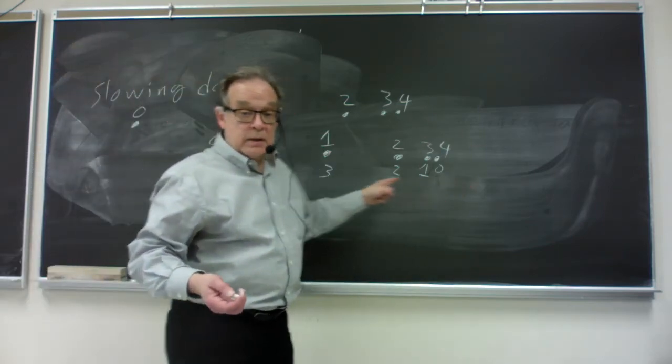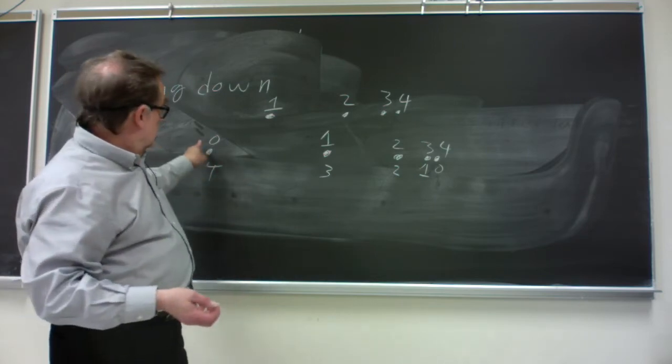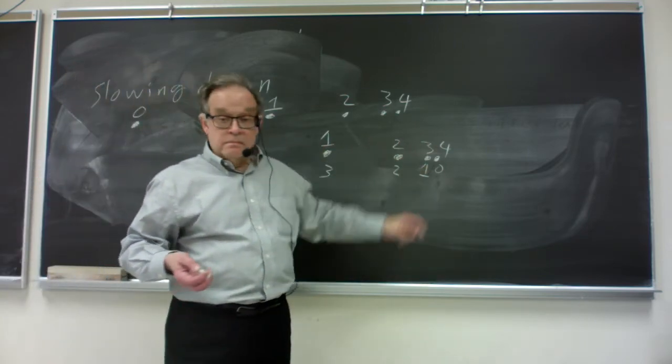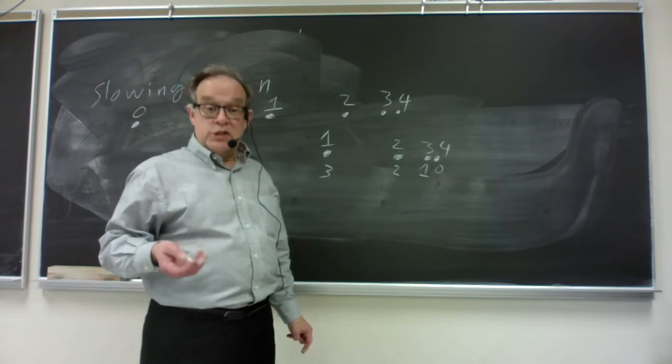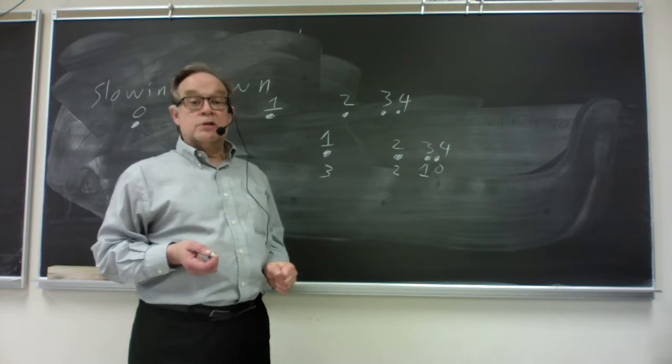If the numbering had been like this, that would indicate motion right to left and speeding up. If the numbering had been like this, that would represent motion right to left, or excuse me, left to right, and slowing down.